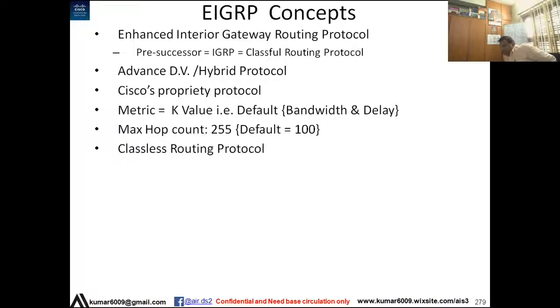Next, what is the classless routing protocol? CIDR, VLSM, right? But we need to give what command for that? In EIGRP, you have to give a command called no auto-summary. If you give that command only, it will support. Why are they given this? By default, why are they not giving classless? Because of the backward compatibility of IGRP. Clear on this?